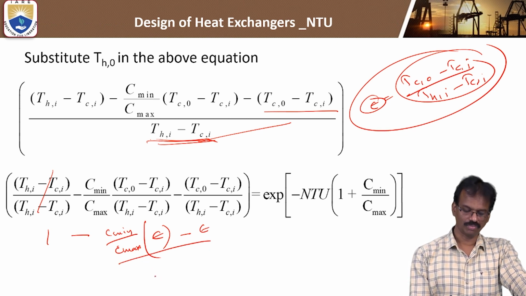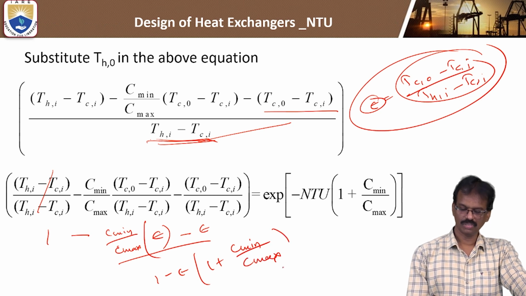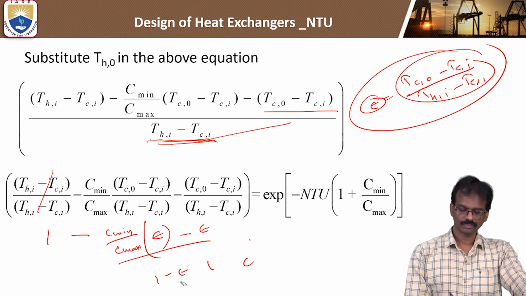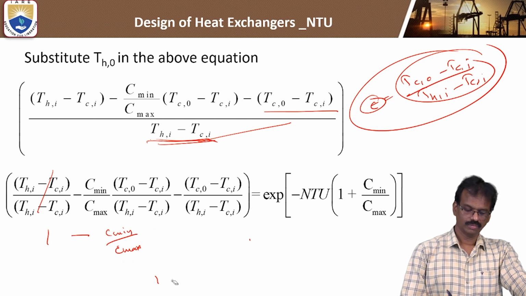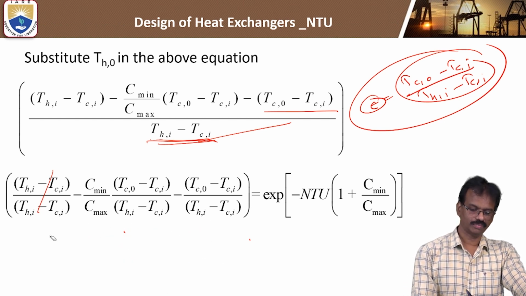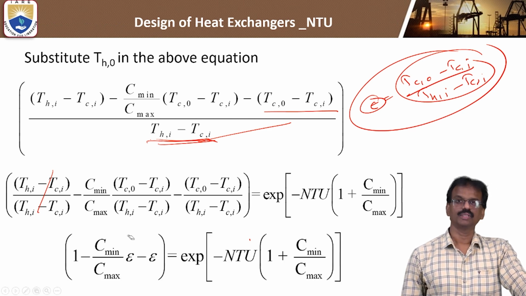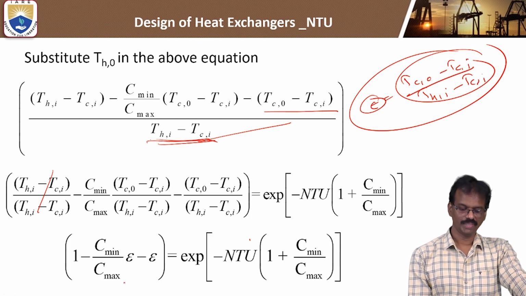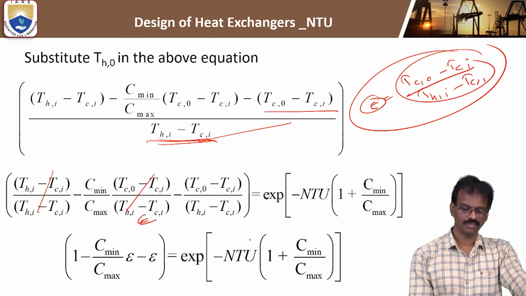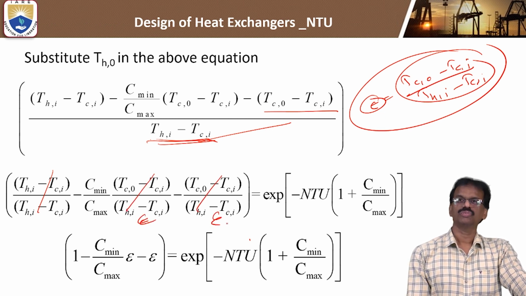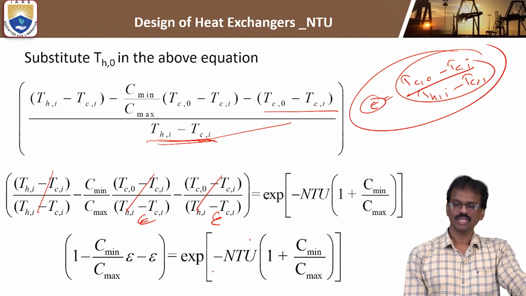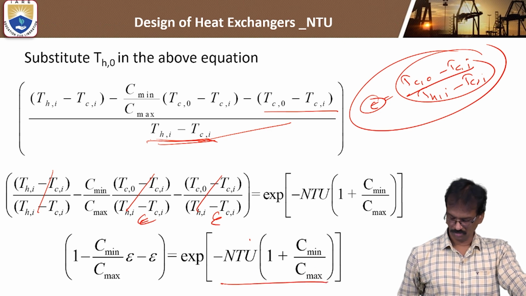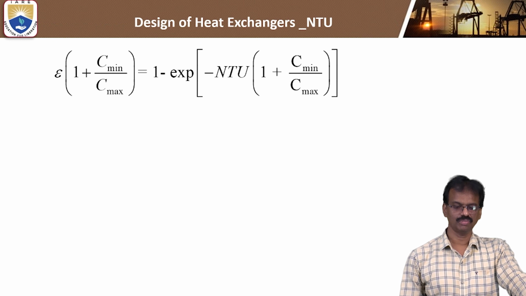So in both cases epsilon is the common term. If you take the common term, then the formula is 1 minus epsilon into 1 plus C minimum by C maximum. So the formula will be like this: 1 minus epsilon into (1 plus C minimum by C maximum) is equal to exponential of minus NTU into (1 plus C minimum by C max). This is the same term repeating.